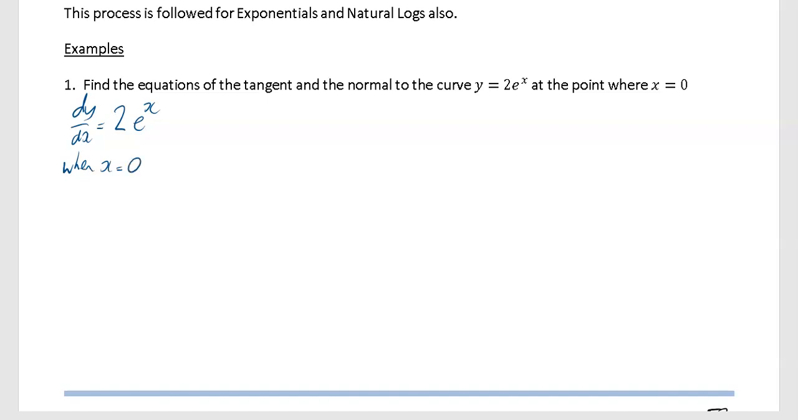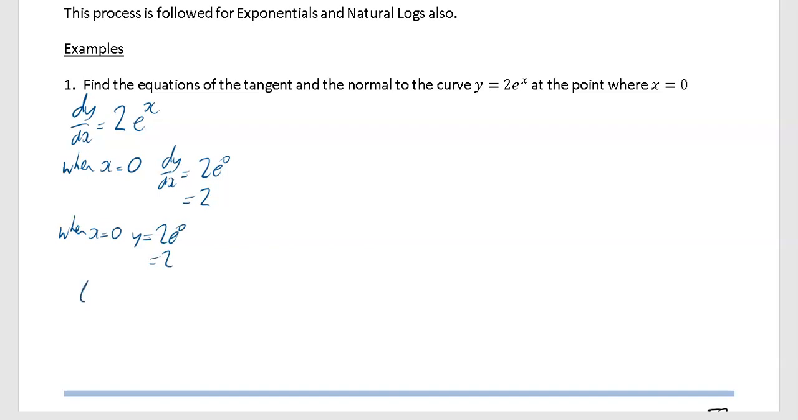So when x equals 0, your dy by dx is equal to 2 times e to the power of 0. E to the power of 0, or anything to the power of 0, is just 1, so it's just 2 times 1, which is 2. Okay, so you've got your x value, you've got your gradient. We also could say when x equals 0, your y is equal to 2 times e to the 0 again, which is equal to 2.